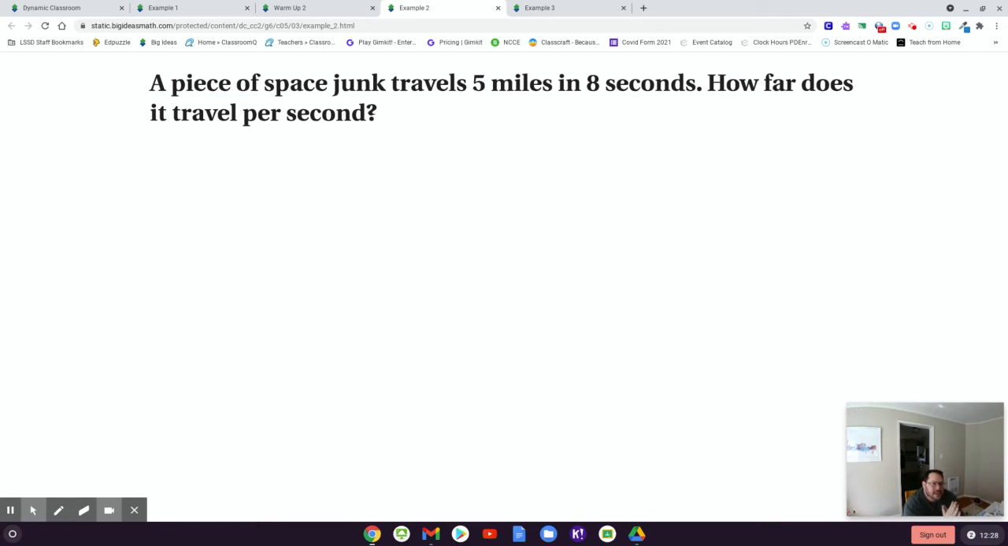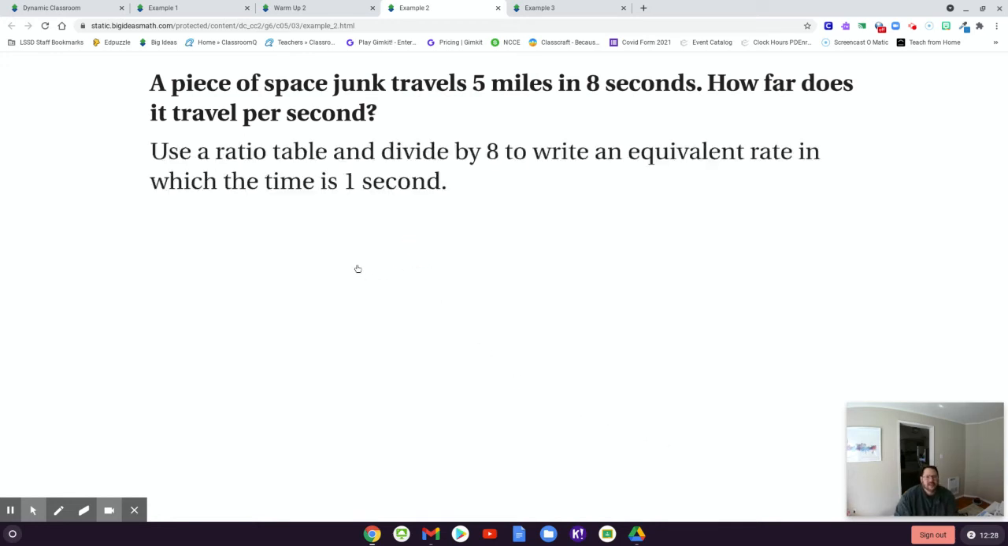So a piece of space junk travels 5 miles in 8 seconds. How far does it travel per second? So what is the unit rate for this one? Go ahead and try to solve this however you want to solve it, and then we'll go through how to solve it with a table.